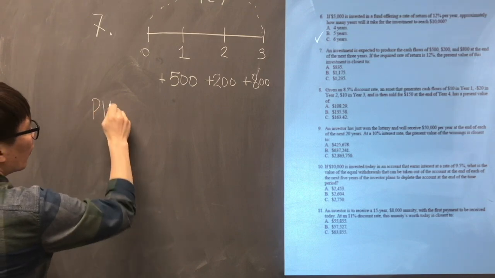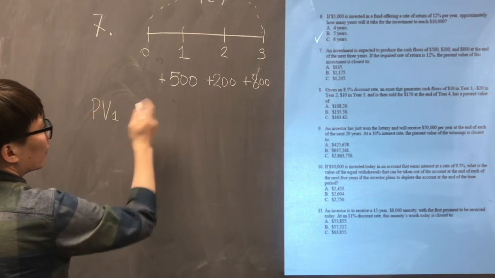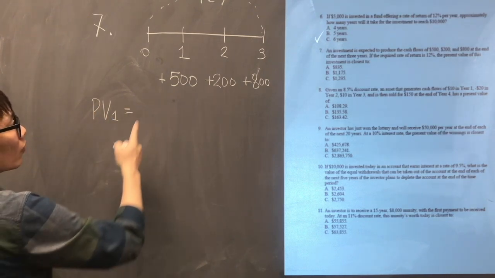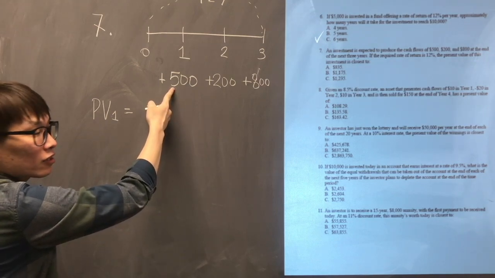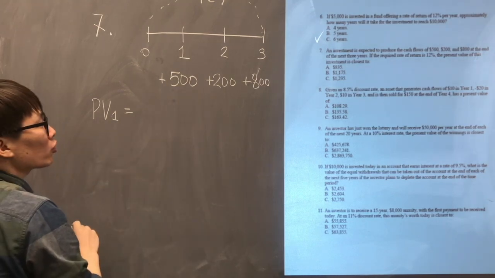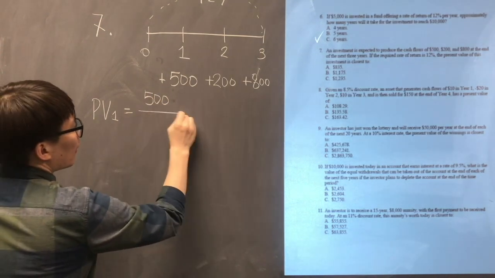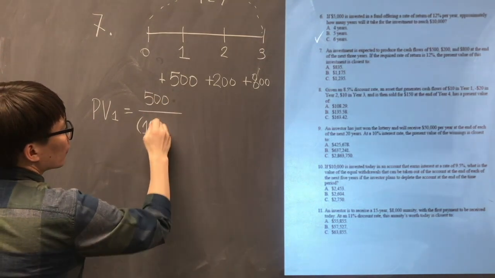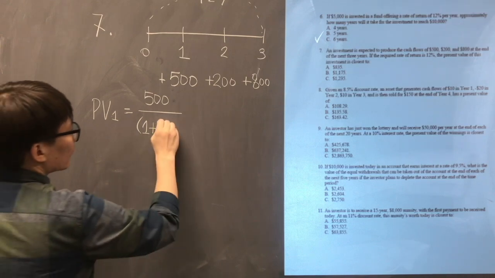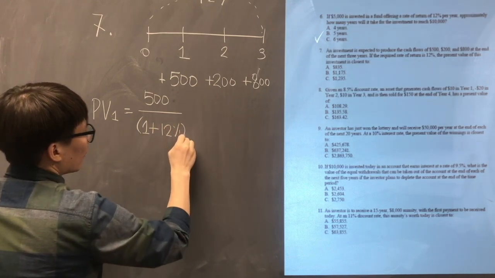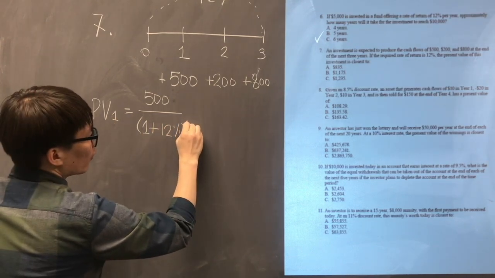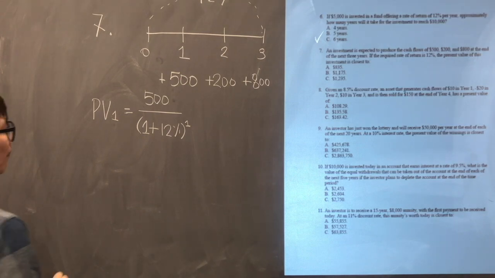Present value 1, we're talking about this one. How to calculate it? We expect this amount, so this will be the future value, right? 500 divided by 1 plus, what is that? 12%. This is about year 1, right?